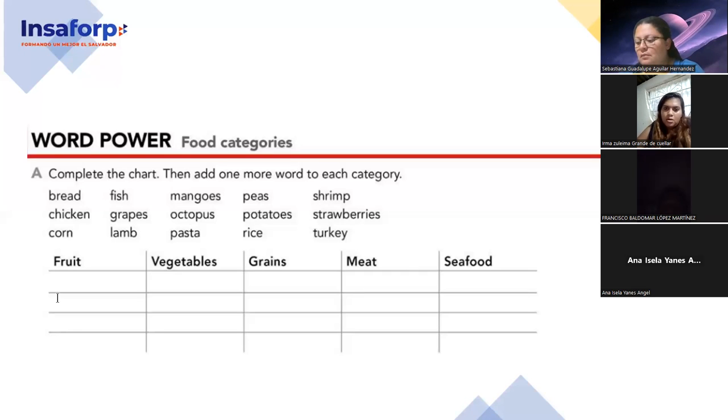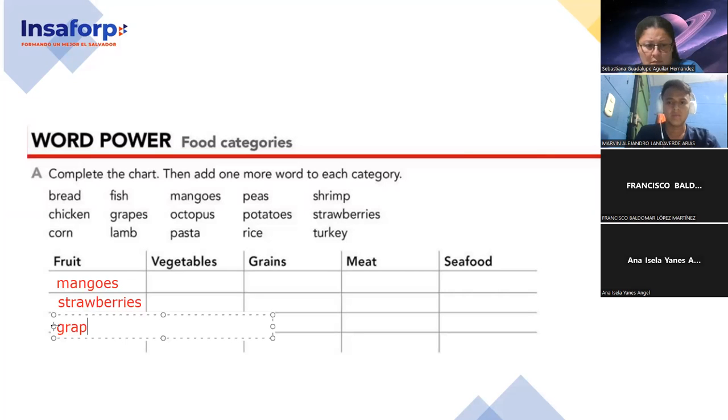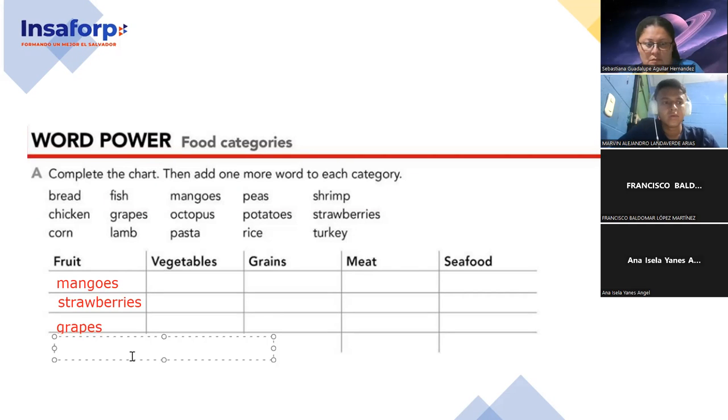Okay, mangoes. Mangoes, fruits. Okay. Strawberry, very good. Grapes, very good. What is another kind of fruit that you know? Pineapple. Okay, pineapple, very good.